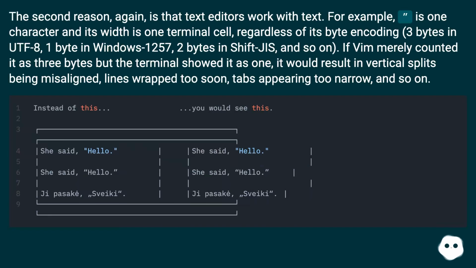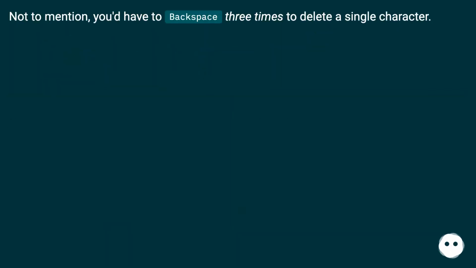For example, a character is one character and its width is one terminal cell regardless of its byte encoding: 3 bytes in UTF-8, 1 byte in Windows-1257, 2 bytes in Shift-JIS, and so on. If VIM merely counted it as 3 bytes but the terminal showed it as 1, it would result in vertical splits being misaligned, lines wrapped too soon, tabs appearing too narrow, and so on. Not to mention, you'd have to backspace 3 times to delete a single character.